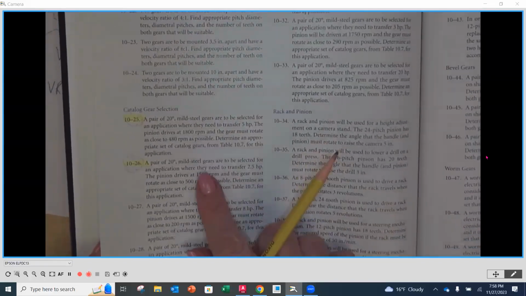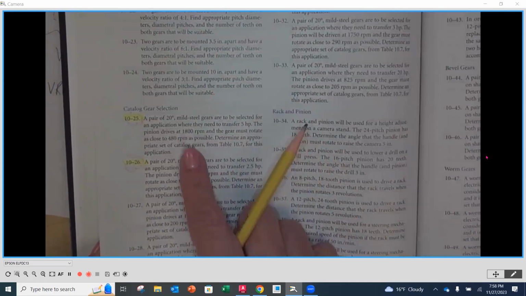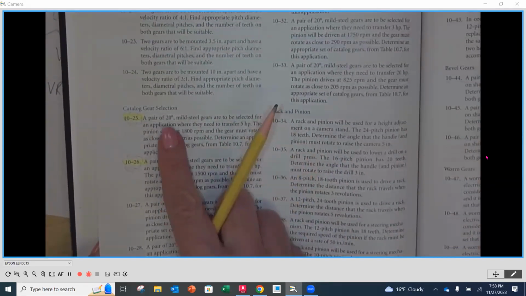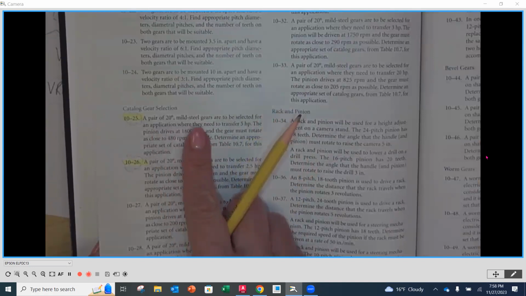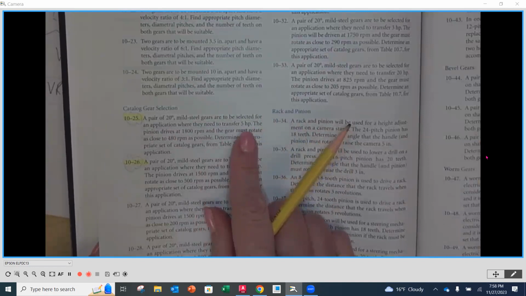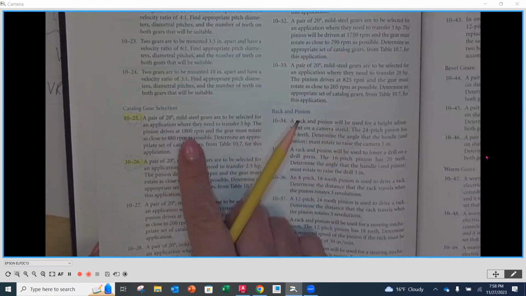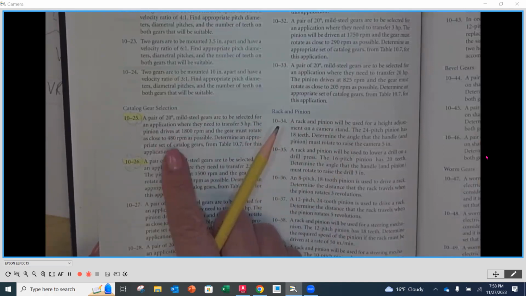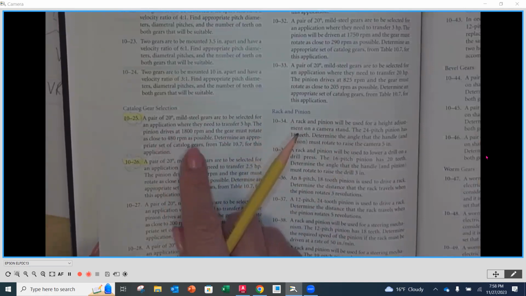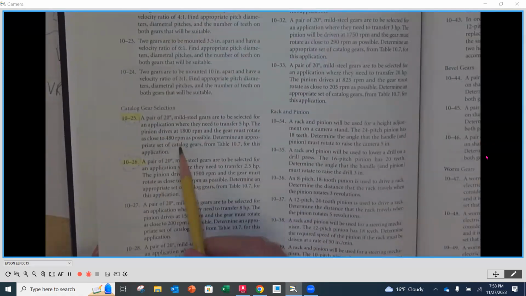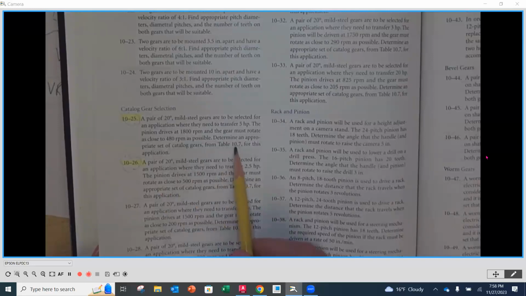Then as we turn the page, number 25 and number 26, these two you're going to select gears for based on the descriptions. It says we have a pair of 20-degree mild steel gears to be selected for an application where they need to transfer 5 horsepower. The pinion drives at 1800 RPMs and the gear must rotate as close to 480 RPMs as possible. So it doesn't say you have to be exact, but you want to be close. Determine an appropriate set of catalog gears from table 10.7 for this application.